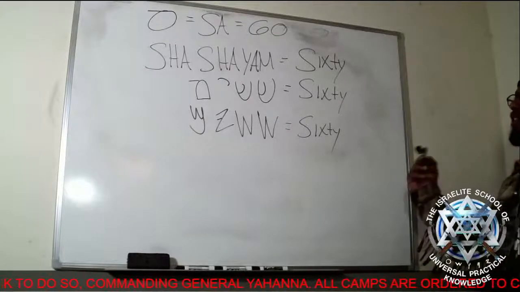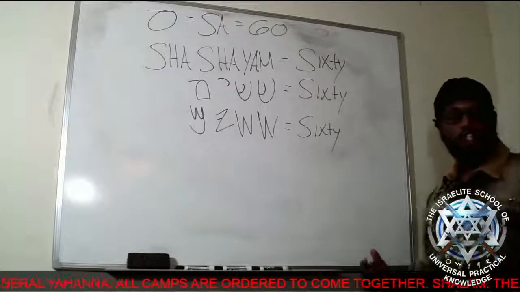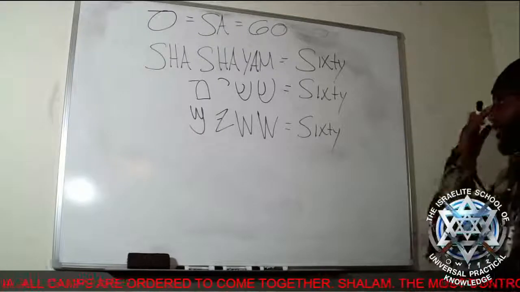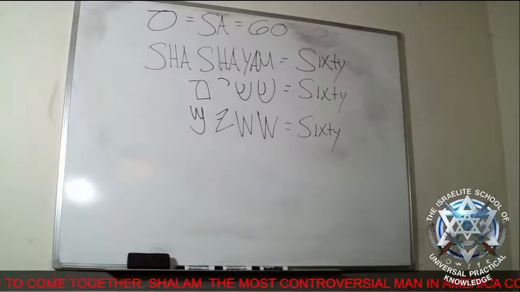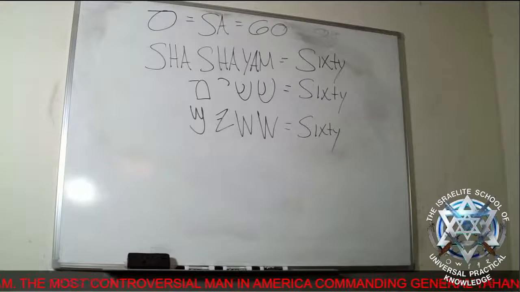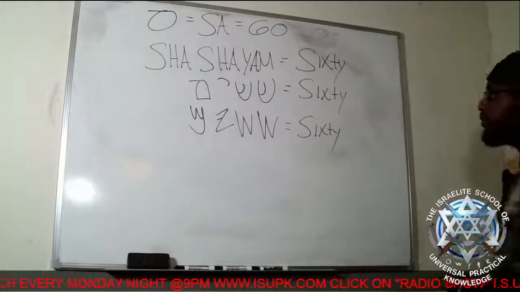So you have the letter Sa, Shashayim, which is the number 60. Right now we're getting all the numeric values of the alphabet. We want to get all the numeric values of the alphabet. Let's get the next number.